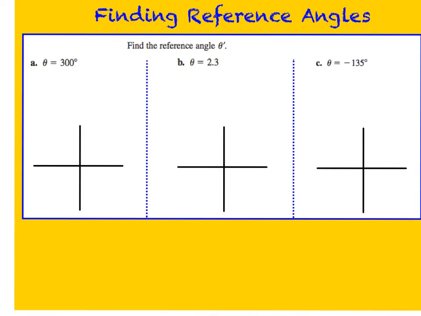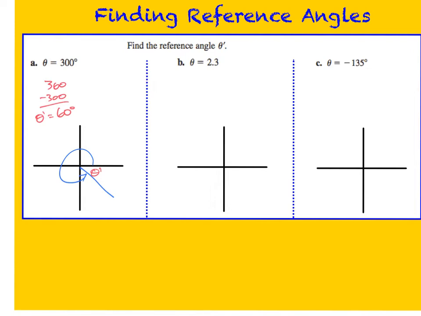So let's look at a couple. So 300 degrees. What quadrant is 300 degrees in? It's in the fourth quadrant, right? And I need to find theta prime right there. So how do I get to theta prime here? Not subtract 360, but subtract from 360. So I take 360 and I subtract 300, and then I'm left with my reference angle of 60 degrees. All right, pretty simple. Let's do another one.